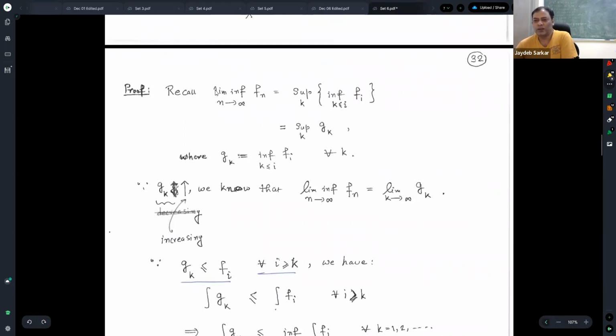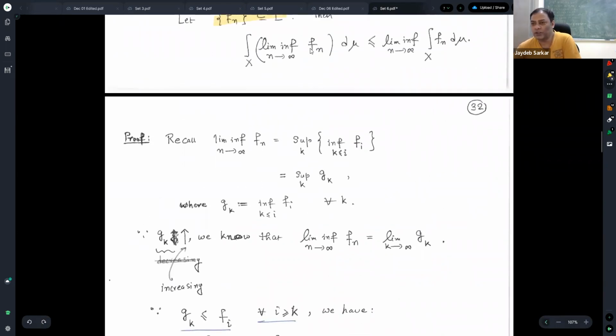Recall lim inf. What is lim inf of Fn? It is nothing but the supremum over k of the infimum of Fi, where i is larger than or equal to k. So that's your sup of gk, correct? Where, for the sake of formality, gk is this part. So lim inf of Fn is sup of gk.